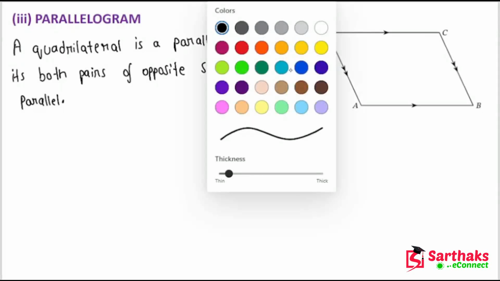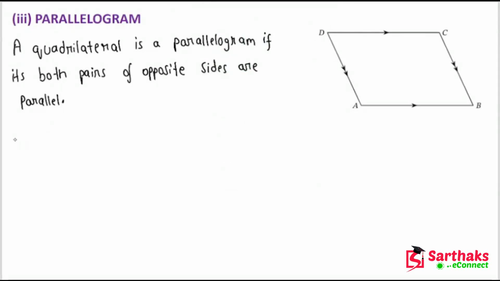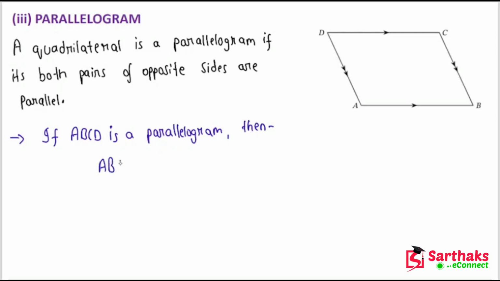So we can write that if this quadrilateral ABCD is a parallelogram, then AB is parallel to DC and AD is parallel to BC.